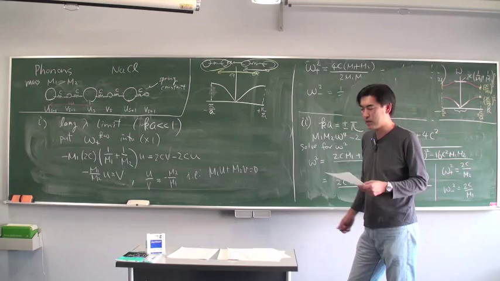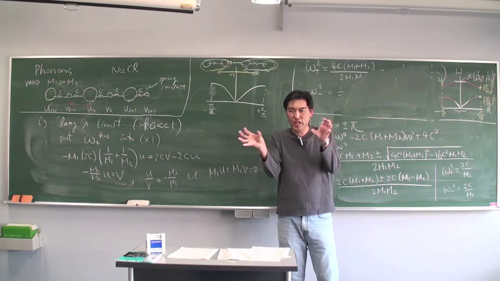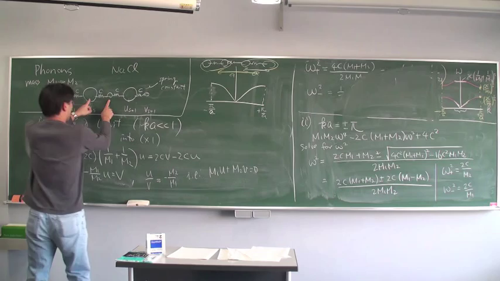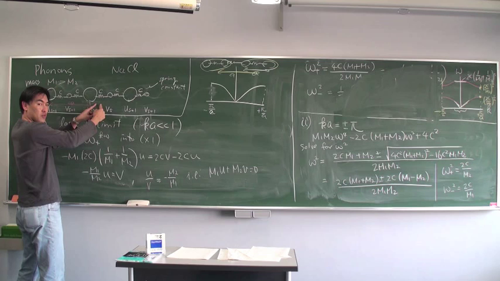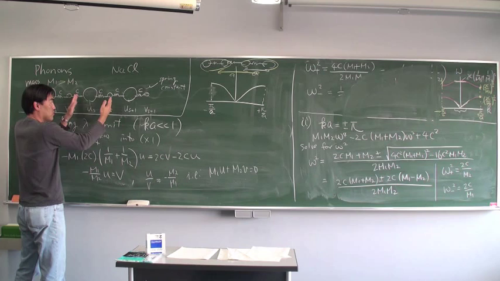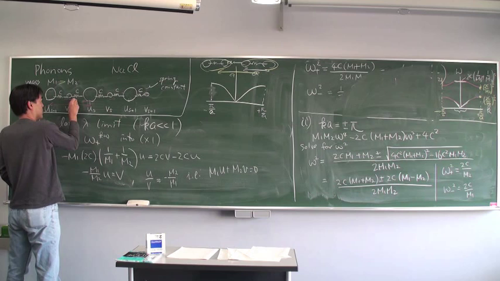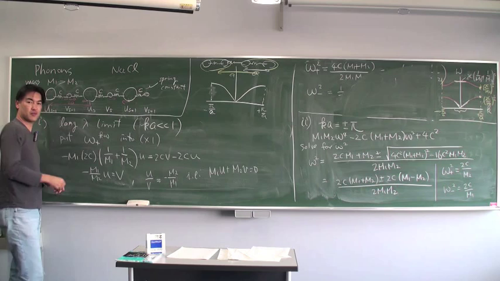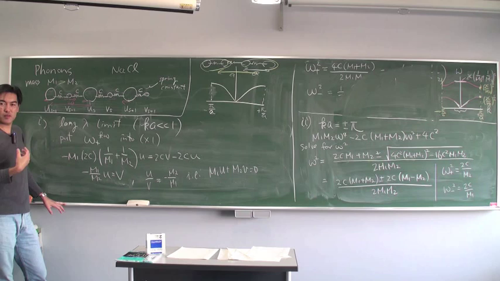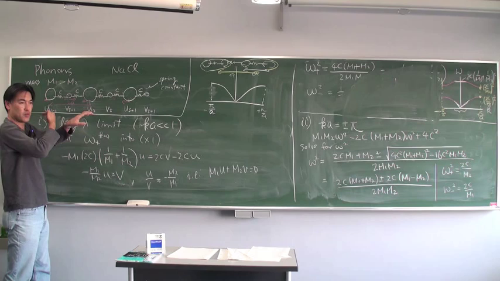Because they cancel out, what it means is that adjacent atoms right next to each other move in opposite directions. When this moves this way, this moves the opposite direction to cancel out. The movement of atoms is difficult to draw, but if this goes this way, this goes that way, and so on. So the small one goes this way, while the big one goes this way, and then vice versa. Okay?